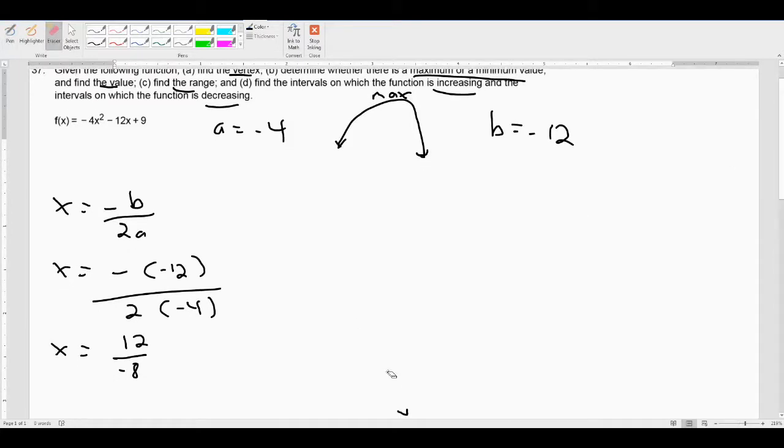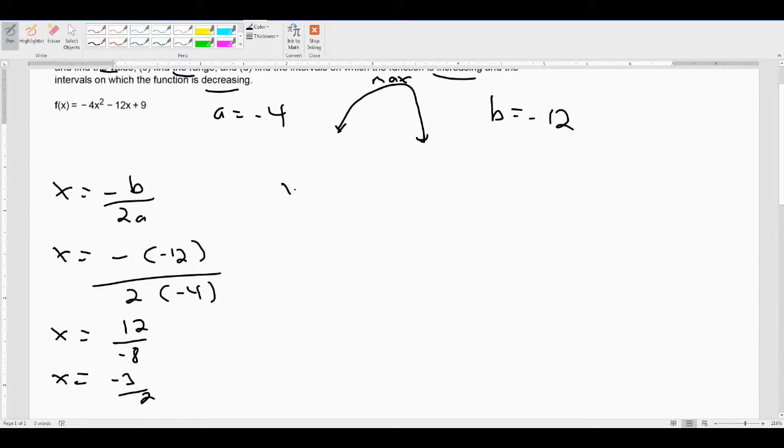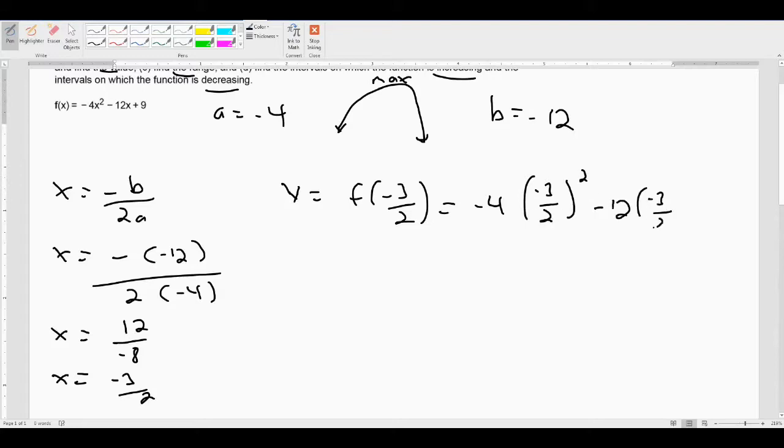Which means our x value is going to be our fraction, or we could use a decimal, -3/2. Now to find the y value of the vertex, we're going to find f of -3/2. That just means you take the -3/2 and substitute it in. So -4 times -3/2 squared minus 12 times -3/2 plus 9.